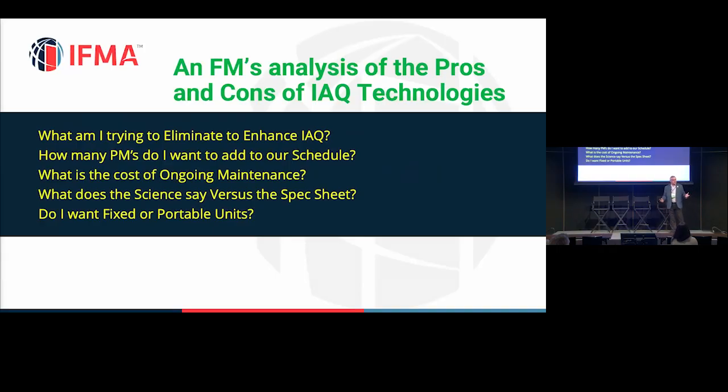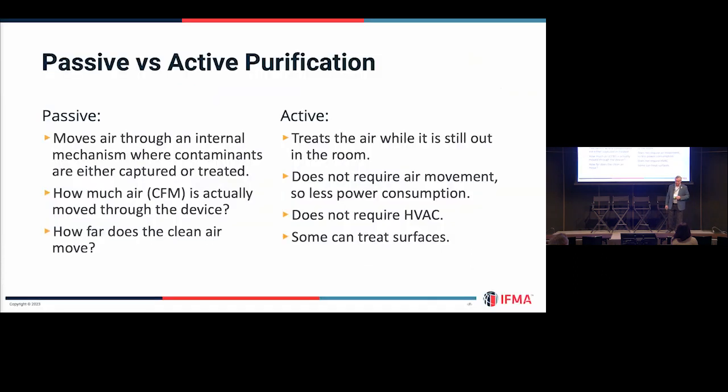So we need to ask ourselves as facilities managers, in my built environment, what am I trying to eliminate? How am I trying to enhance my air? How many preventative maintenance schedules do I want to add to my team's list by making cleaner air? What's the cost of ongoing maintenance of whatever I decide to put in to give me cleaner air? What does science say versus the spec sheet? Spec sheets can tell you anything they want to say. And do I want fixed or portable units, passive or active systems? What do I want to do?